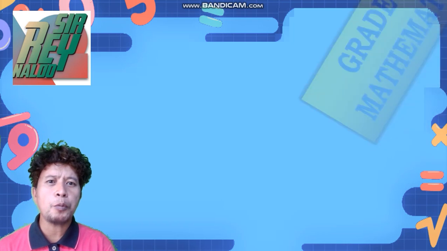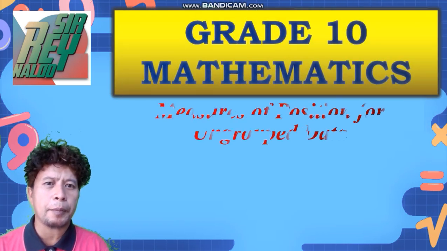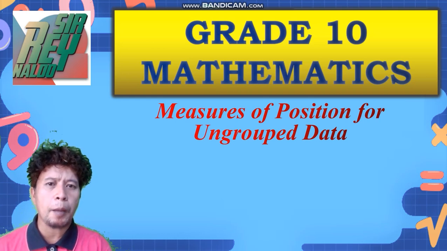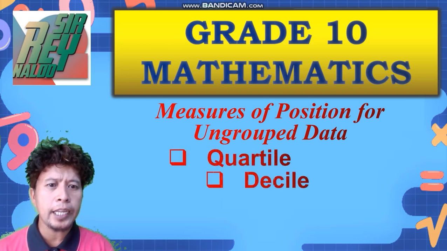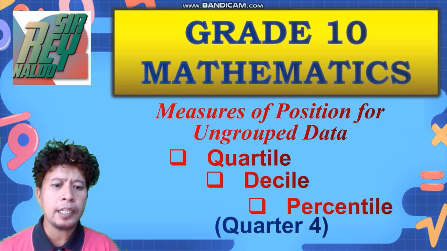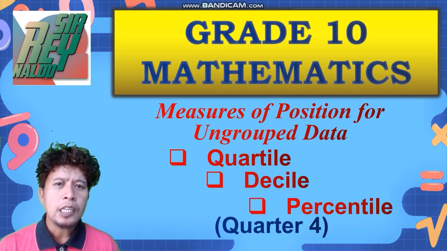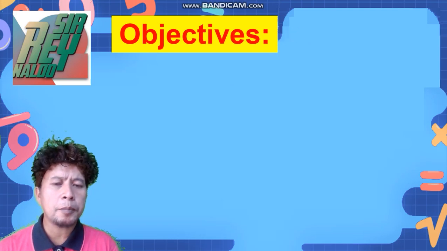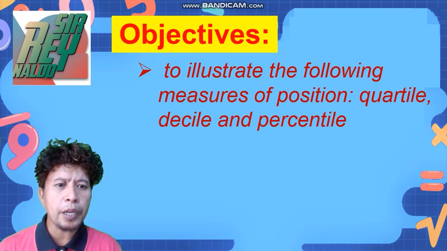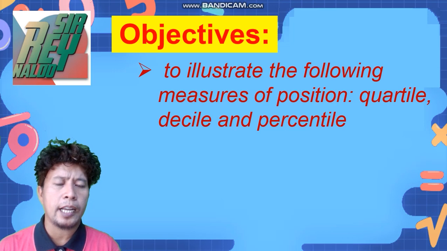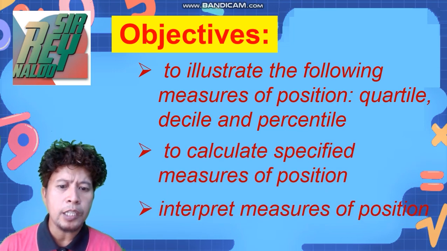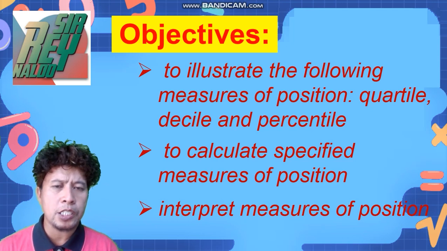Okay, so this time we will be discussing the grade 10 mathematics lessons on measures of position for ungrouped data, particularly the quartile, decile, and percentile of ungrouped data, lessons for the quarter 4. We have our objectives for today: to illustrate the following measures of position, the quartile, the decile, and the percentile, to calculate specified measures of position, and to interpret the measures of position.